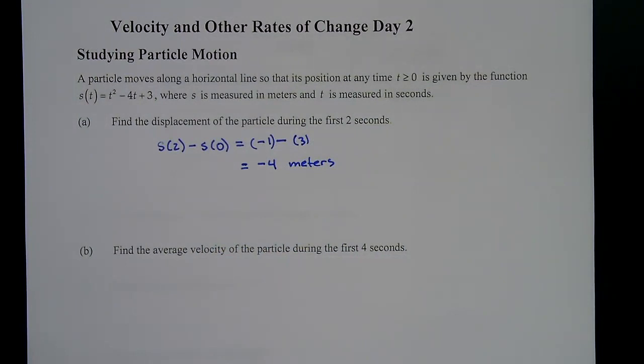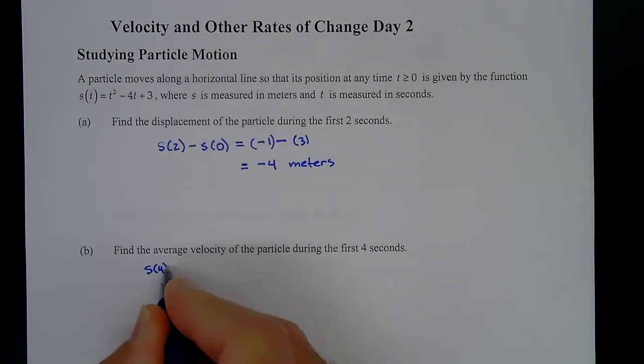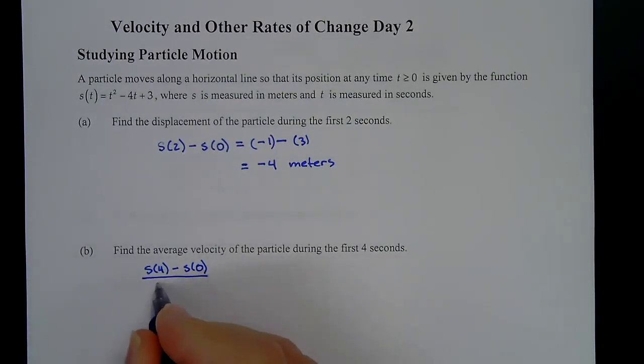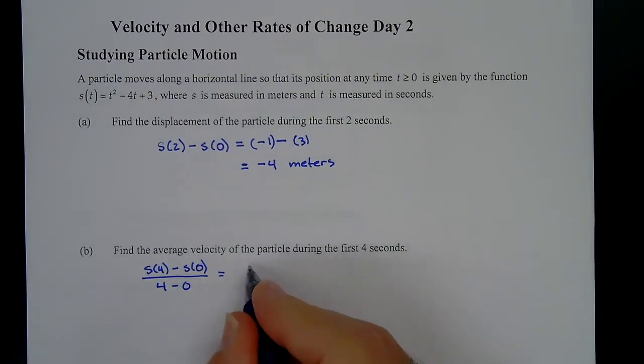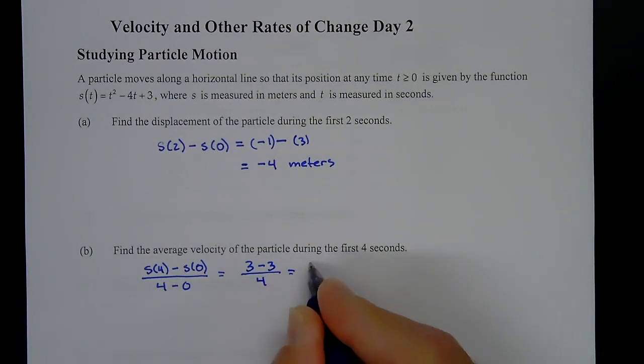So next thing, find the average velocity of the particle during the first 4 seconds, okay? So average velocity is the change in position, which is displacement, over the change in time. So we want to do the first 4 seconds, so that would be s of 4 minus s of 0 all over 4 minus 0. And s of 4, if we put 4 into this, we get 3. If we put 0 in, we get 3, over 4 minus 0, which is 4. And then 3 minus 3 is 0 over 4. So this gives you 0.